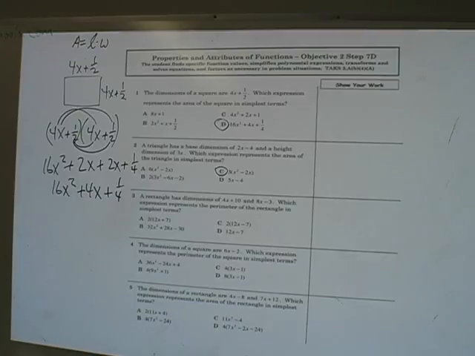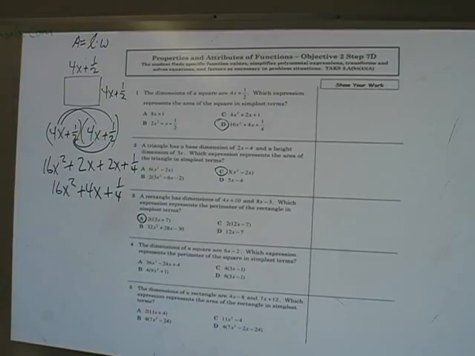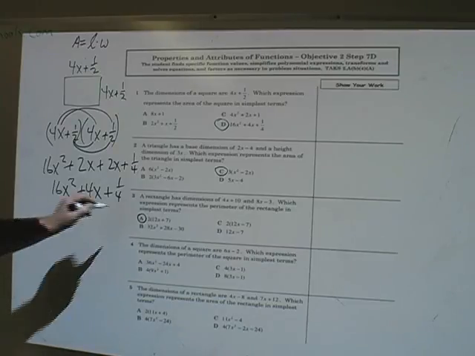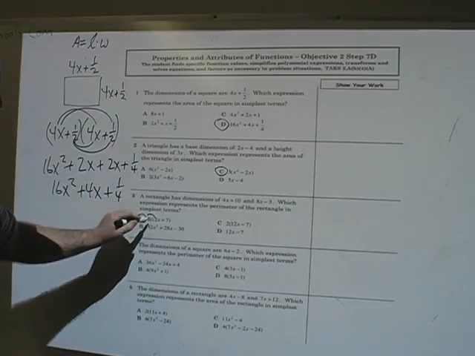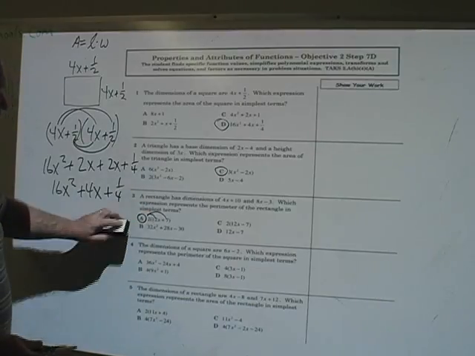Number 3 is a rectangle, and you need to find the perimeter. You should know how to do that. If you want to work it out, pause the tape now. Number 3, the answer is A. Okay? You probably got 24x plus 14. And remember, 2 times 12 is 24. 2 times 7 is 14.